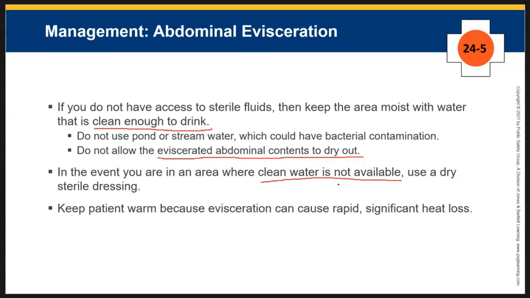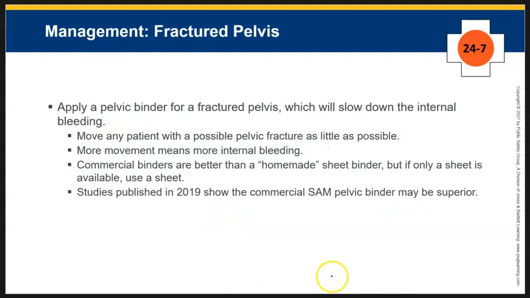And remember to keep the patient warm and treat for shock because of the rapid, significant heat loss that can occur with this injury. In the case of a fractured pelvis, we want to apply a pelvic binder such as a SAM sling that's going to slow down internal bleeding and essentially serve as a soft splint for that pelvic ring. Move any patient with a possible pelvic fracture as little as possible.